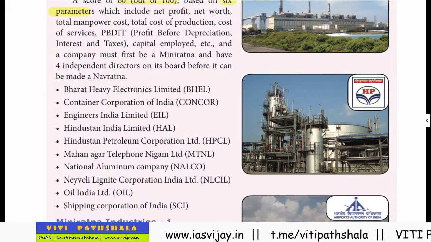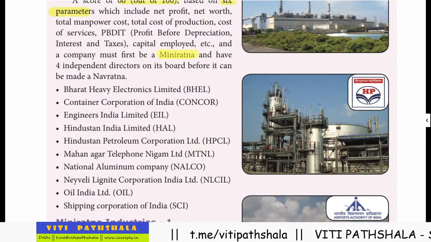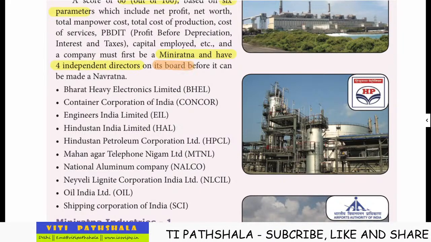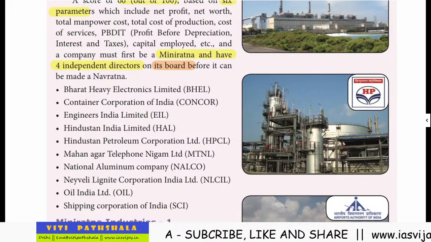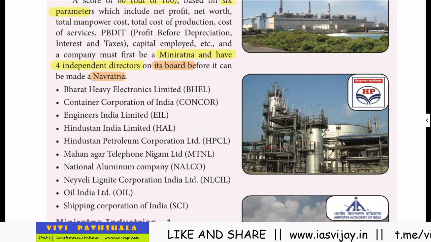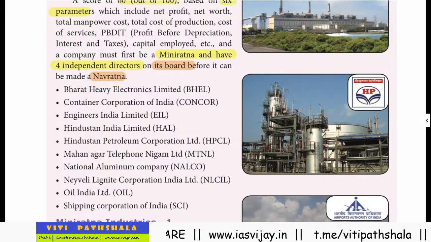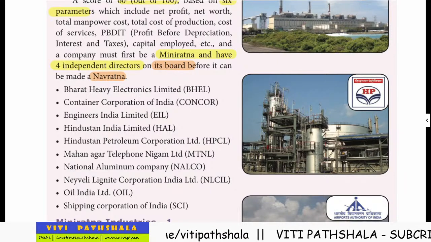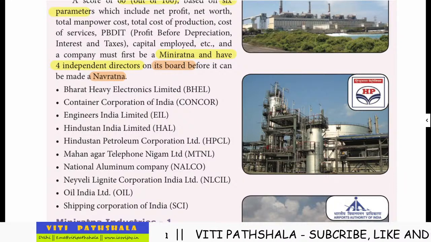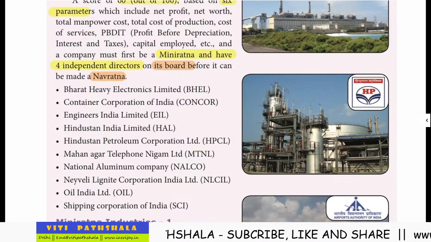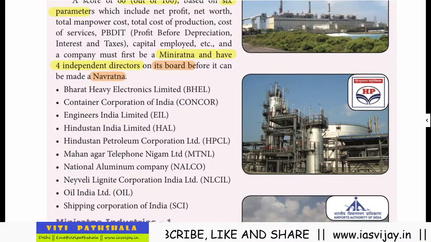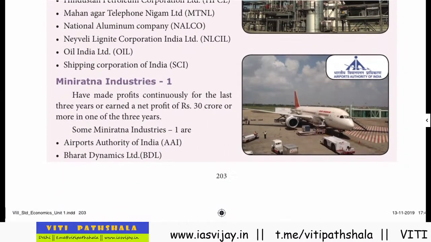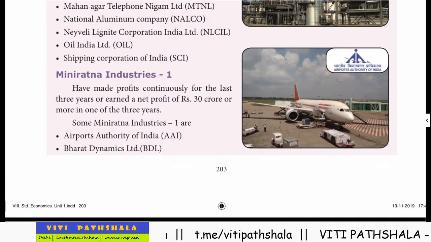A company must first be a Mini Ratna and have 4 independent directors on its board before it is made a Navratna. First it has to be a Mini Ratna, then we declare it a Navratna. Examples: BHEL, CONCOR, EIL, HAL, HPCL, MTNL, NALCO, NLCIL, Oil India Limited and SCI.